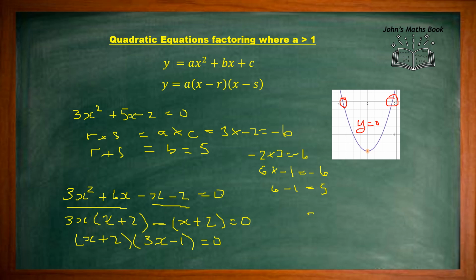So now we have 2 equations. So we have x plus 2 equals 0 and 3x minus 1 equals 0. So x equals minus 2 if we solve the first equation, and x is equal to 1/3 solving the second equation.